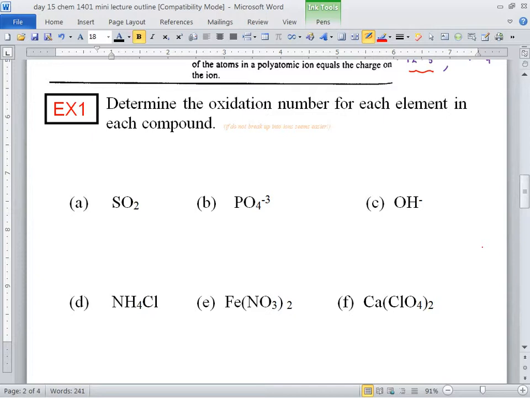So let's just make sure everyone's on the right track here. O, negative 2, circle it. That's your answer. I've got 2 oxygens, so I really have a negative 4. Sulfur needs to be a plus 4. So you're on the right track if you're giving sulfur a positive 4 and oxygen a negative 2.